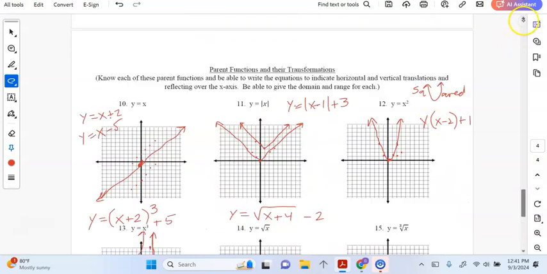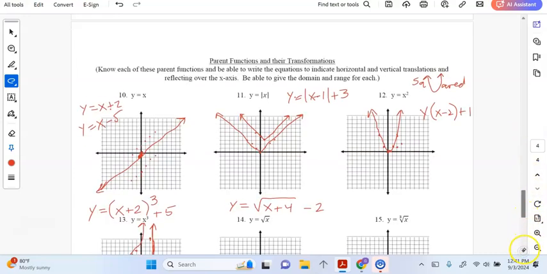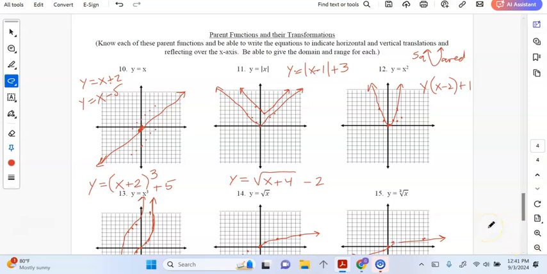Do you not know how to do 13? So just think input 0, 1, and -1, and that'll help.